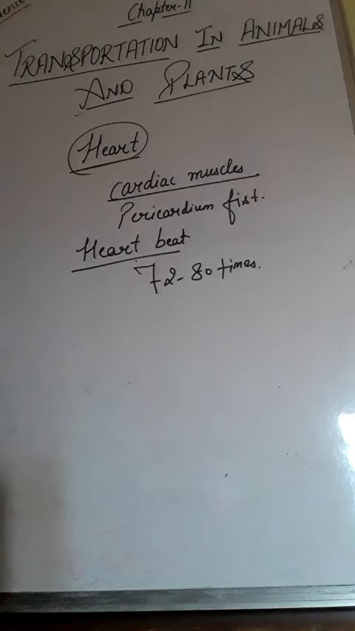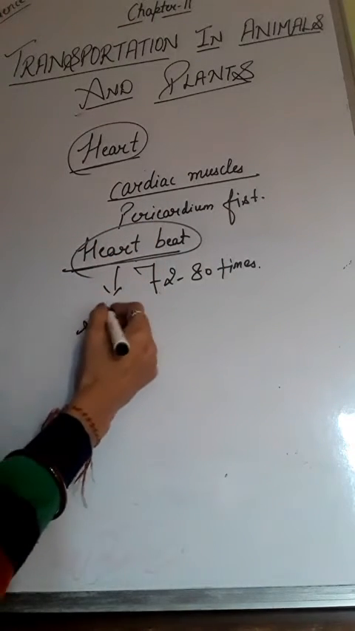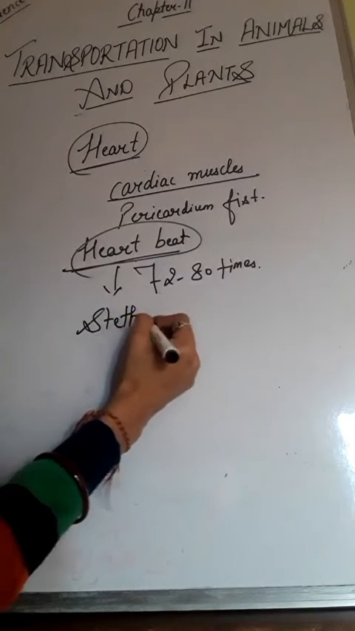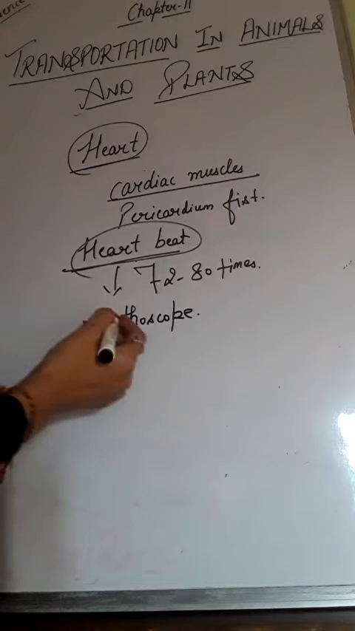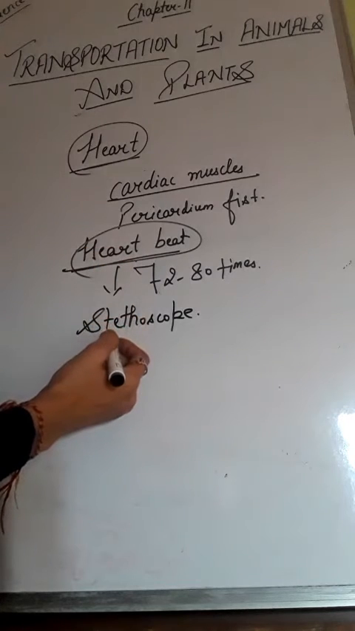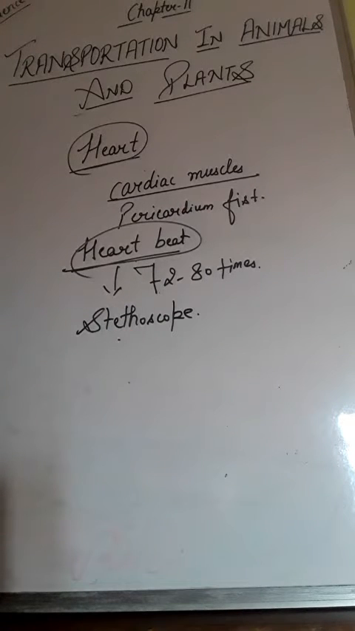And the heartbeat is equal to the number of pulses in a minute. And how can we measure our heartbeat? It can be measured with the help of an instrument known as a stethoscope, right? So the heartbeat can be heard by an instrument known as a stethoscope, and it is used by doctors to amplify the sound of the heart, right?